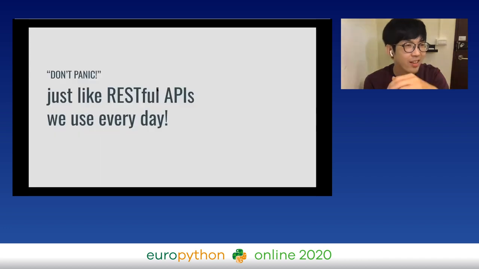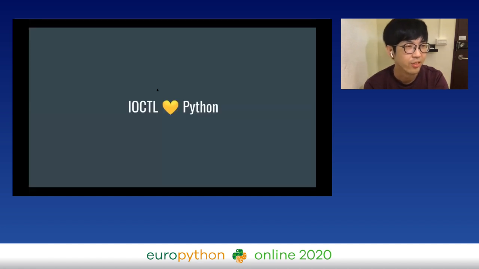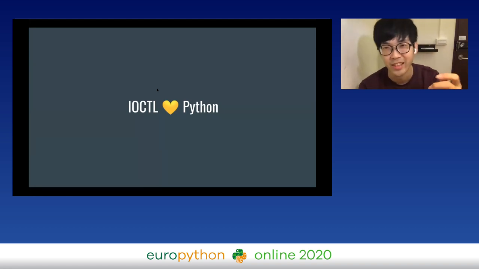Yeah, got it. So indeed, many people struggle to understand IOCTL the very first time, as did I. But after studying, I found out IOCTL is just like HTTP, a common interface to interact with a resource, but the resource is a hardware device this time. Now, we know IOCTL, but hey, we are Pythonistas, how can we use it in Python?